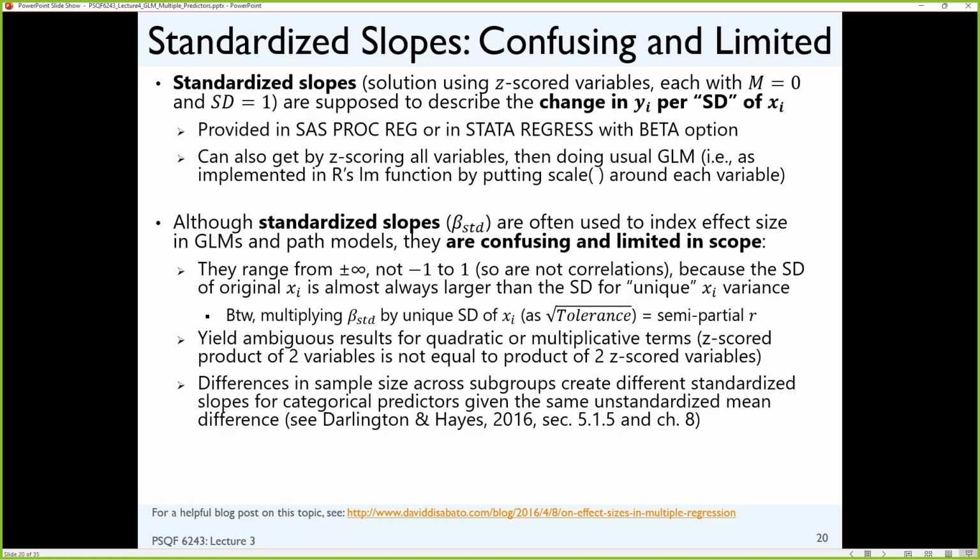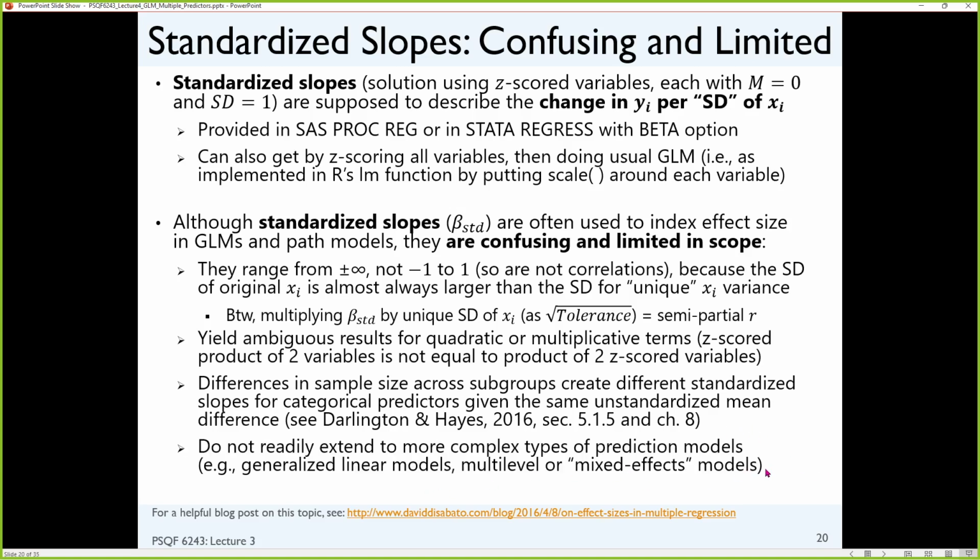So you can end up with a smaller effect because you have an unequal distribution across the two groups relative to the same variable with the same mean difference that has an equal distribution. So that's problematic as well. And then finally, you can't do this in any of my other classes.